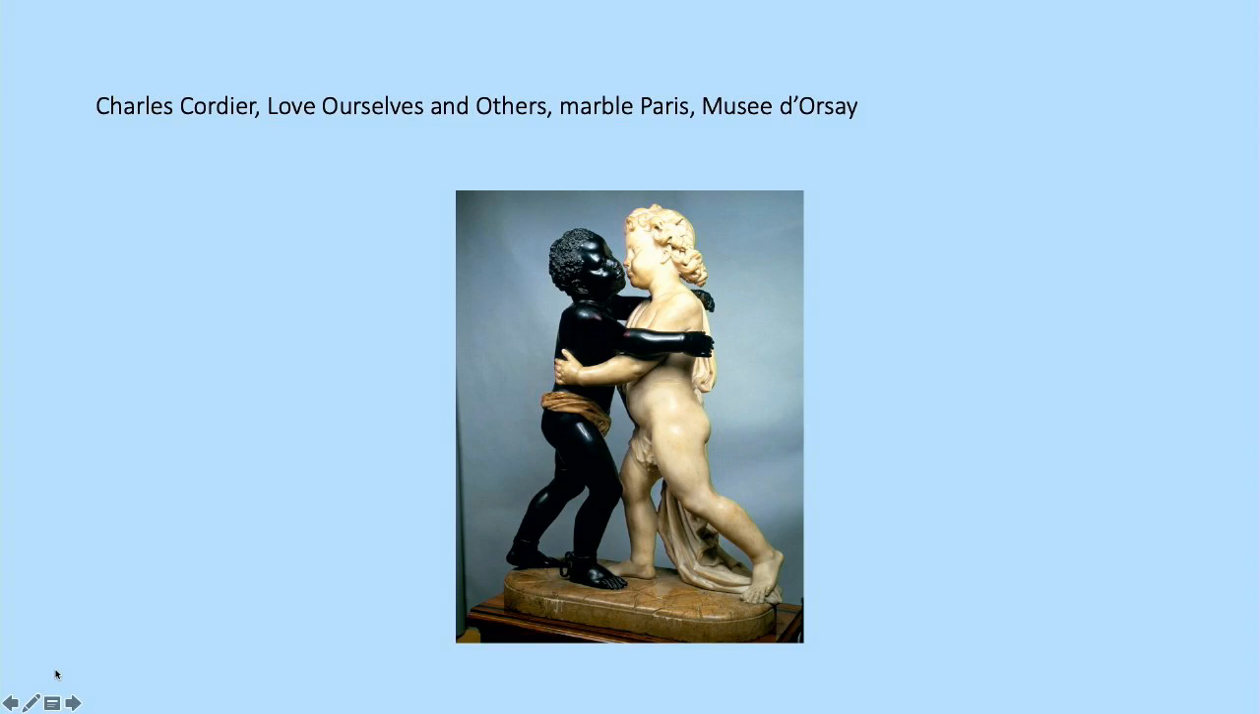His sculptural group, Aimez-vous les uns et les autres, Love Ourselves and Others, made of black and yellow marble, is full of noble intentions, but there is a clear and patronizing contrast between the thrusting eagerness of the black boy and the white boy's more upright and reticent pose.